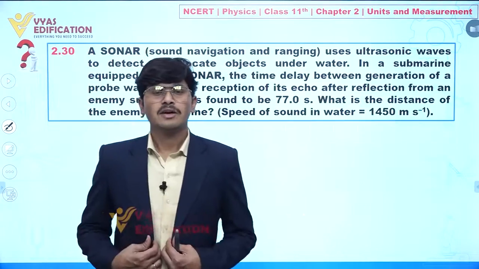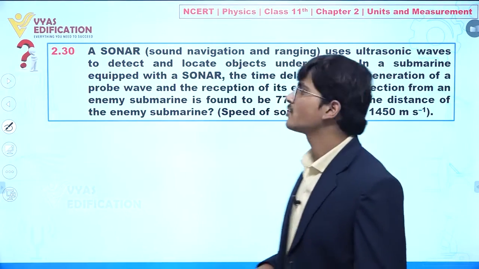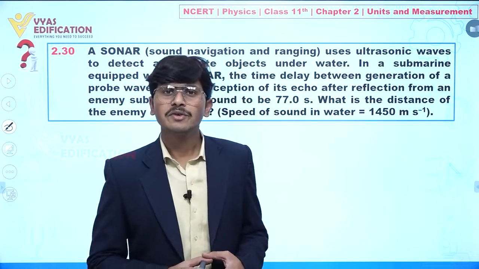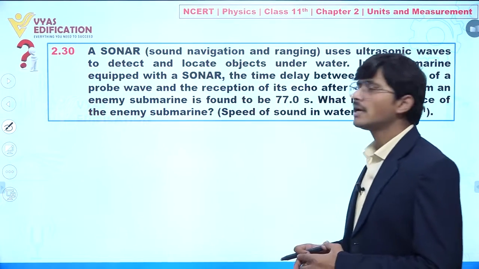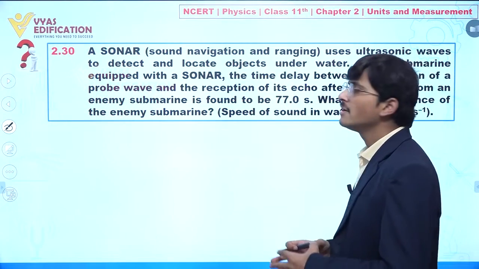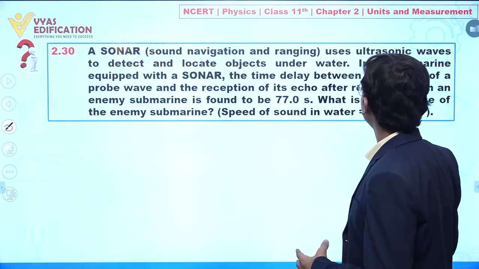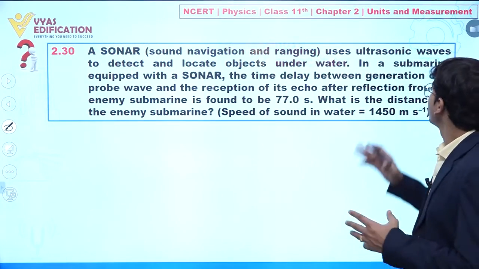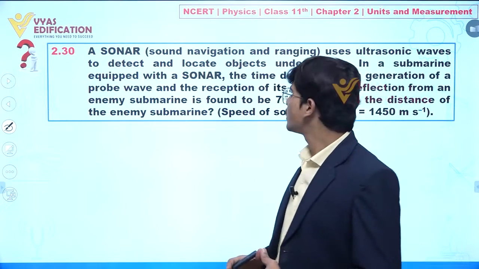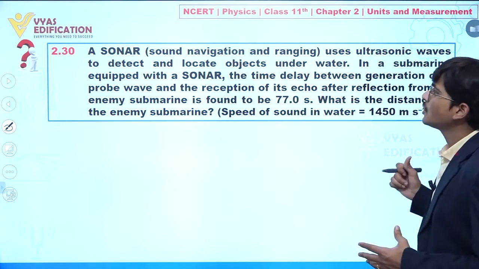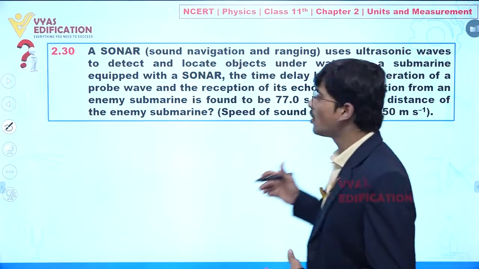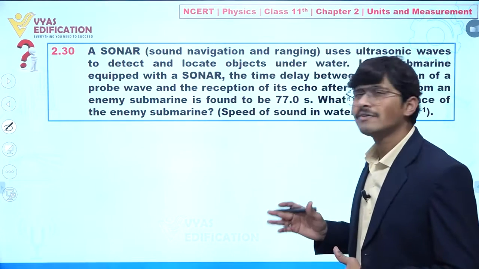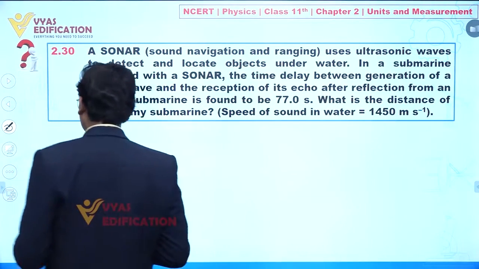Clear to everyone? Now dear student, we are going to discuss question number 2.30. In this question a sonar is given to you. Sonar means sound navigation and ranging, and it uses ultrasonic waves to detect and locate objects underwater. In a submarine equipped with a sonar, the time delay between generation of a probe wave and reception of the echo after reflection from an enemy submarine is found to be 77 seconds.